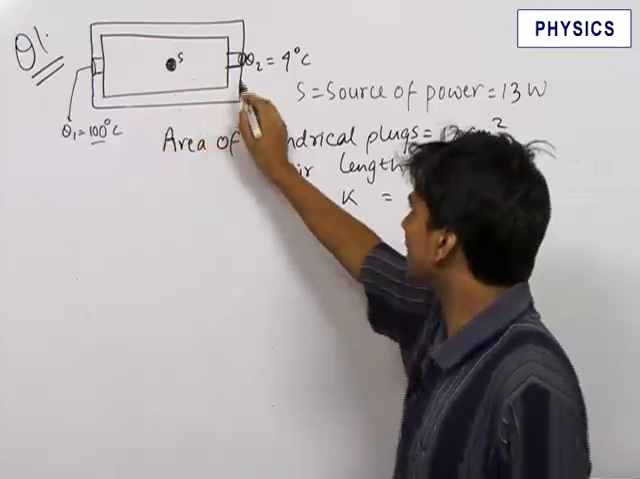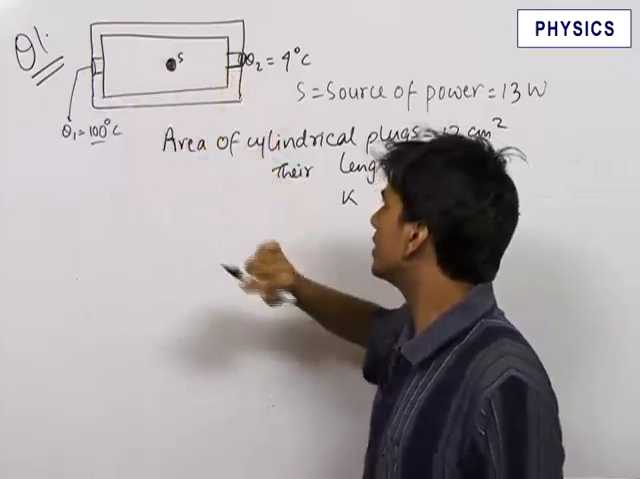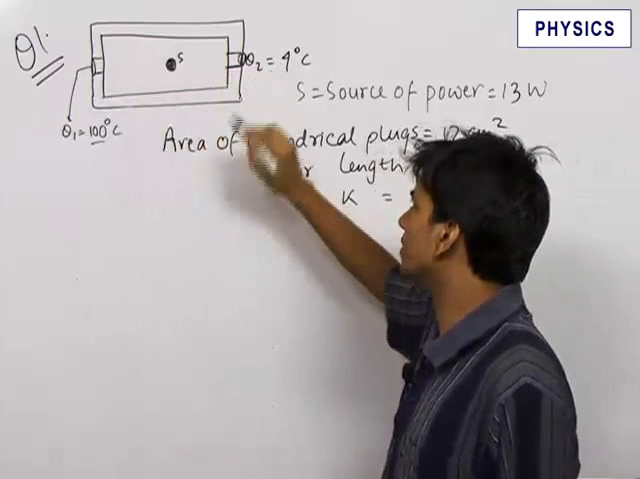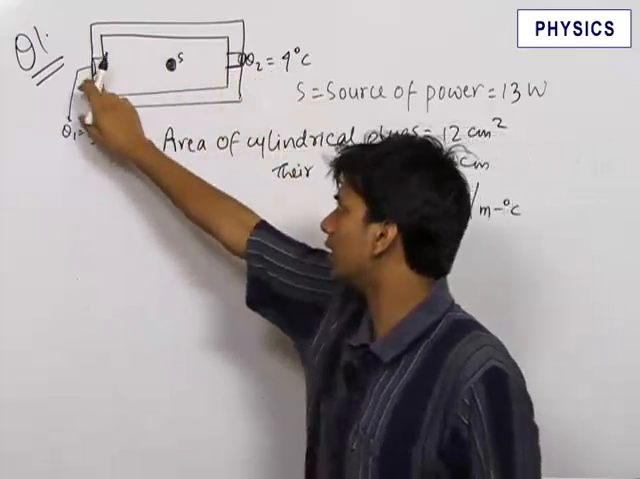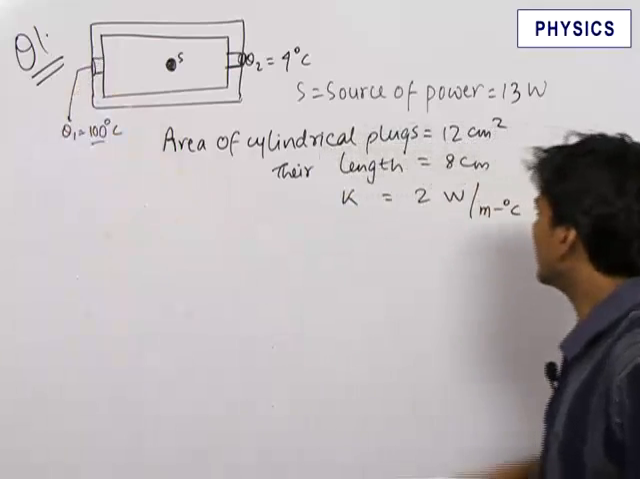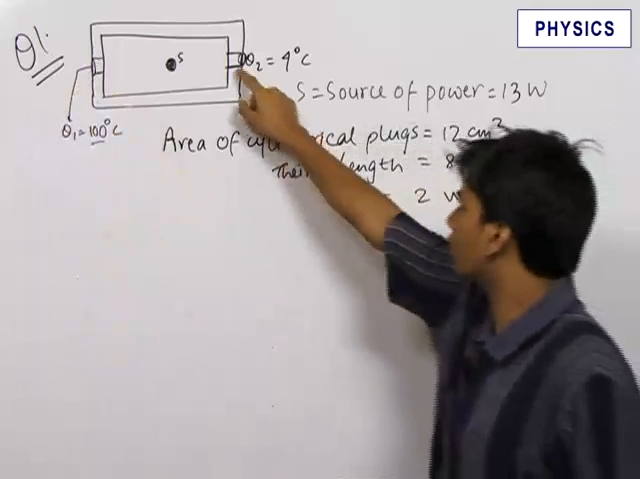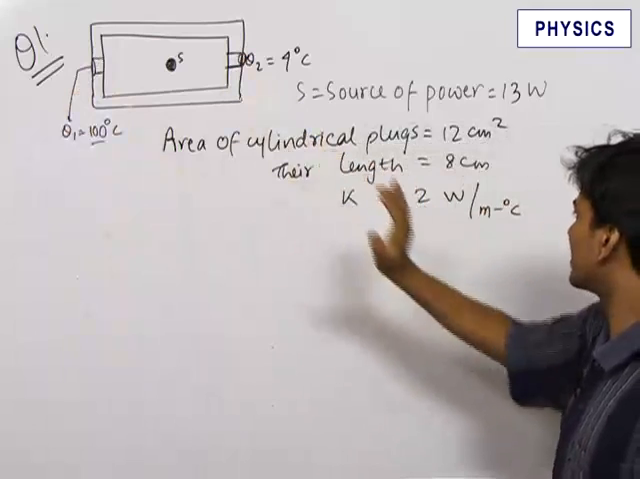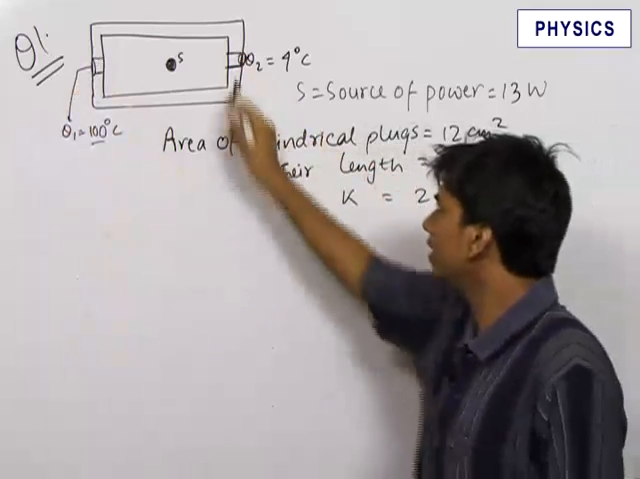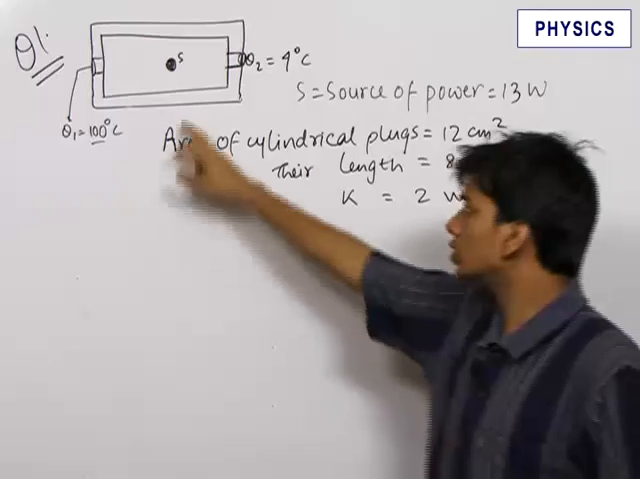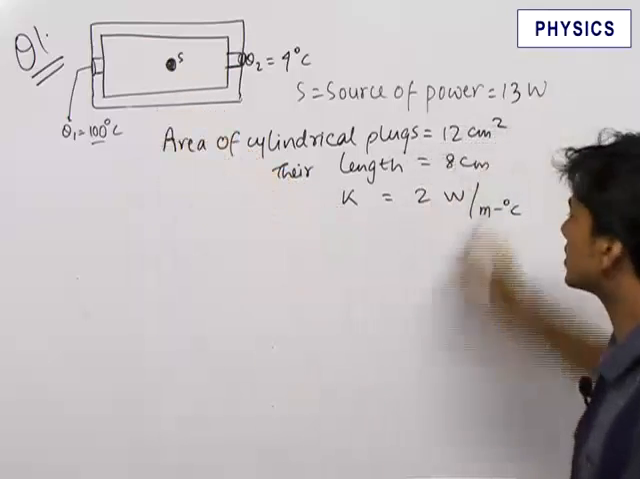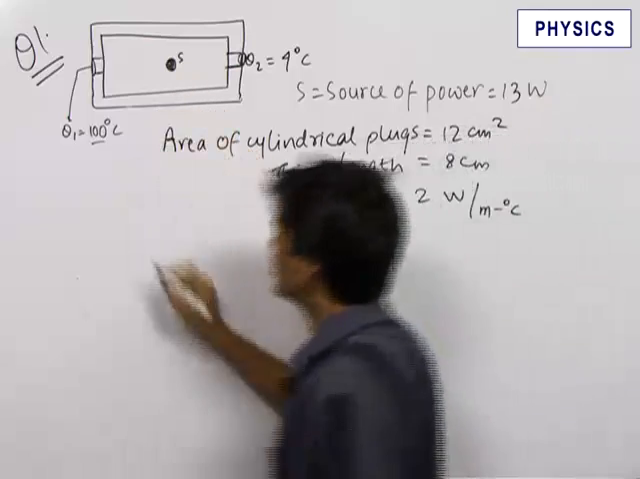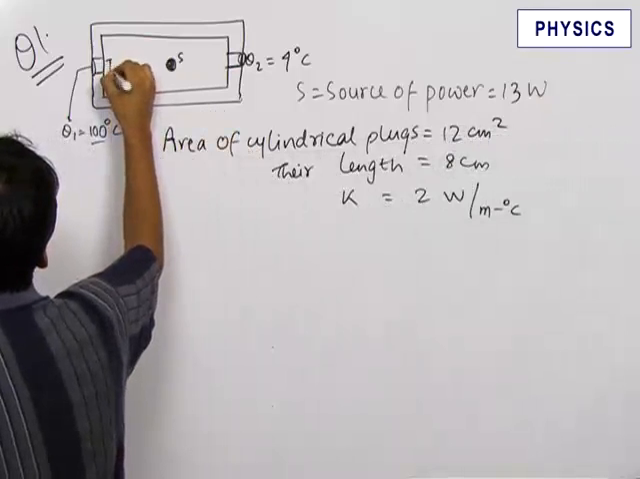Now in this question, we have a chamber with inner walls and outer walls. The only heat exchange occurs through these two cylindrical plugs. The outer surface of this cylindrical plug is maintained at 4 degrees Celsius and of this one at 100 degrees Celsius. The area of cross section of the cylindrical plugs is given, and the length is given, and the thermal conductivity of the material is given. There is a source inside the chamber of power 13 watts. We need to find out the temperature T of the inner walls at equilibrium.